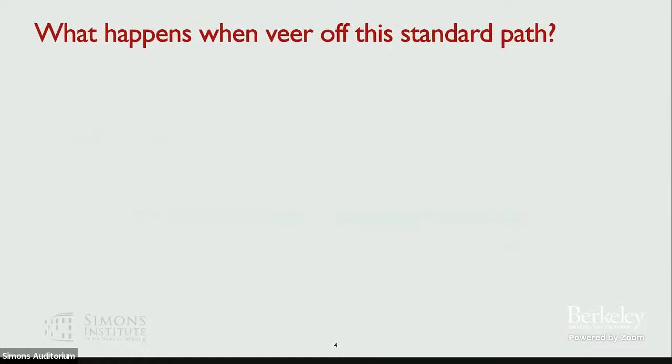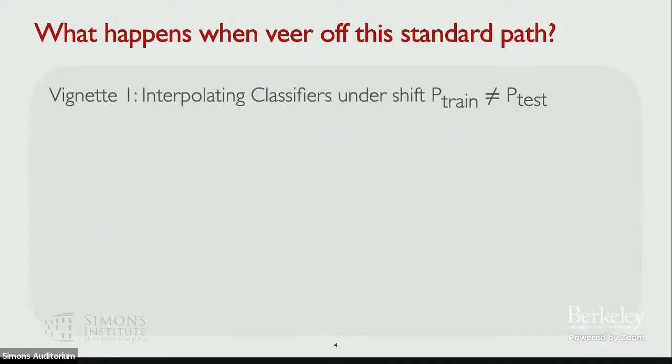So what I'm going to talk about today is what happens when we veer off the standard machine learning setting where we have no distribution shift and we're training dense models, and ask what happens to interpolating models there. So the first setting that we're going to look at is what happens to interpolating classifiers when you have a shift from training to test time.